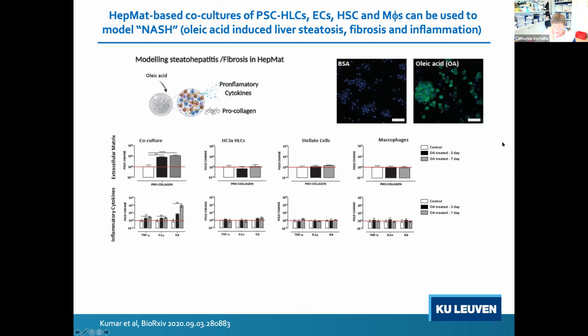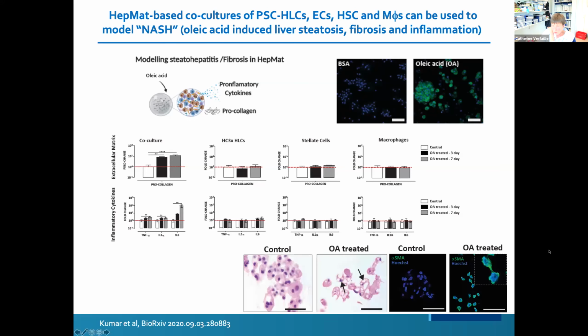This pro-fibrotic phenotype can also be shown, for instance, here, where you can see presence of alpha SMA in the activated cells. And you can see here that the hepatocytes get lipid-filled droplets, which is consistent with the oleic acid stain that you can see up here.